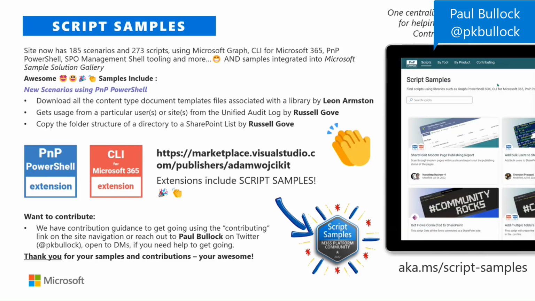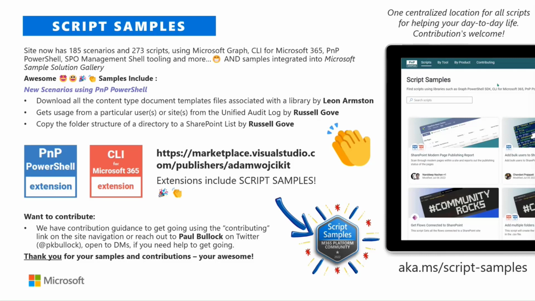So Script Samples is a place where you can share your automation scripts with the community. We've got support for the Microsoft Graph, CLI for 365, PnP PowerShell. So if you've written scripts for those tools and many, many more, and you want a place to share it, then this is the repository for those. And we have 185 scenarios now within this, so it's growing every week, which is super awesome.